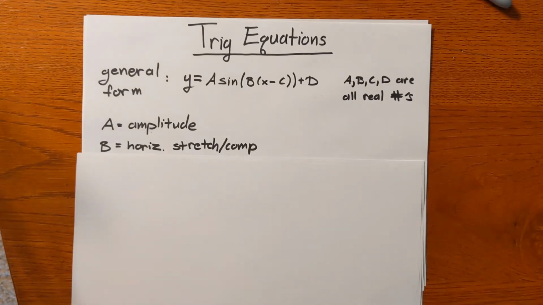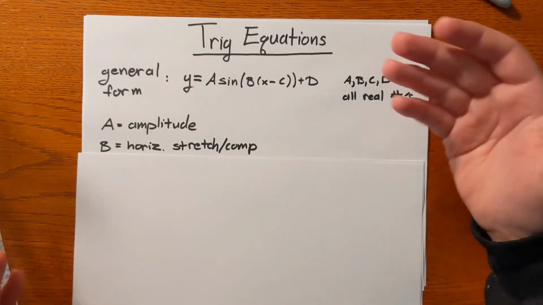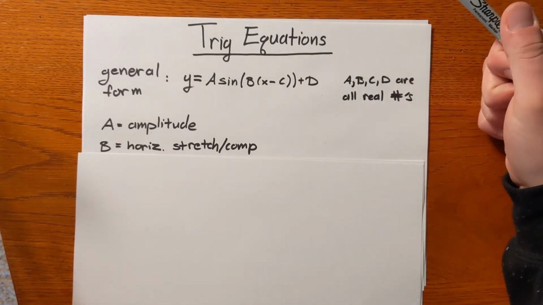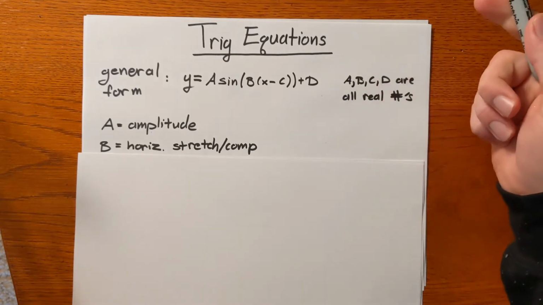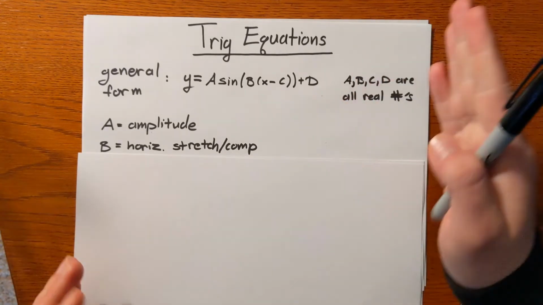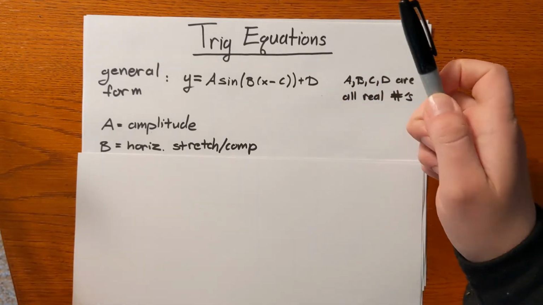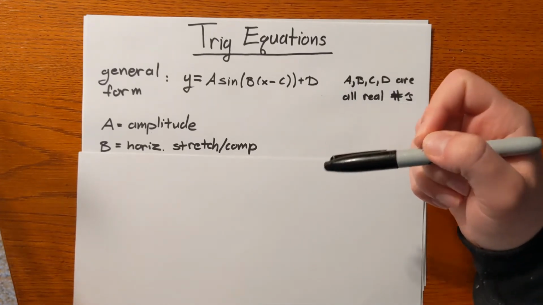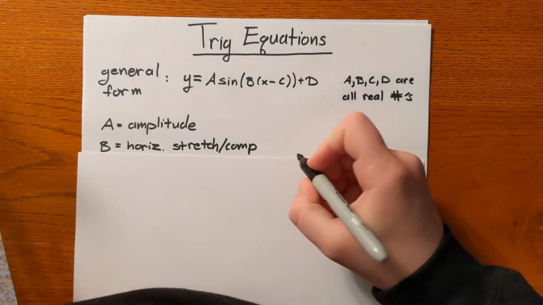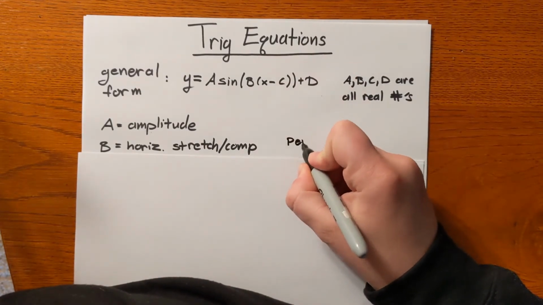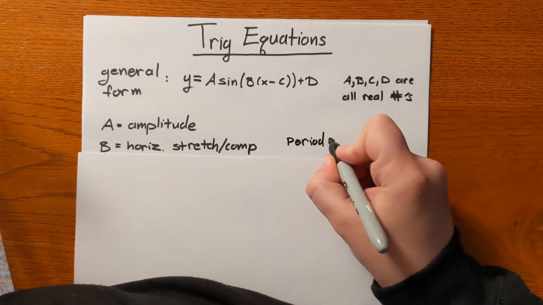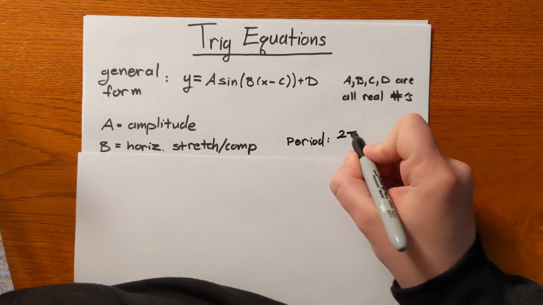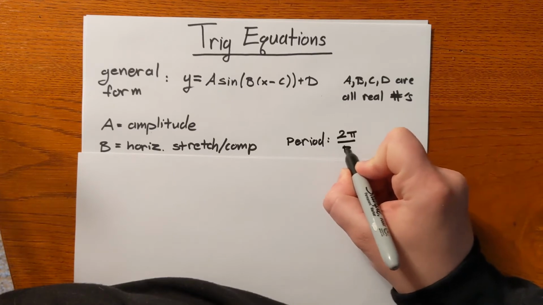B is called, well, I'm calling it the horizontal stretch or compression. If b is large, like bigger than 1, it's going to shrink the period, versus if it's smaller than 1, it's going to increase the period. And the reason for that is that our period is going to be 2 pi divided by b.